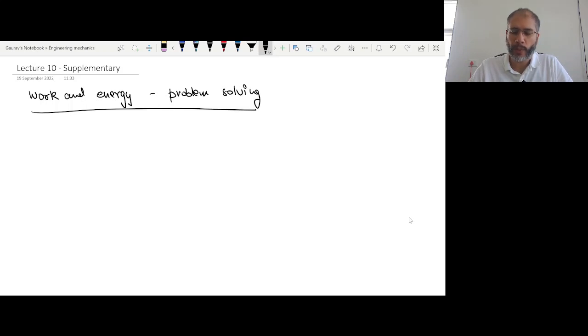So we'll just do a quick recap of what we had discussed in work and energy. So we talked about the work energy theorem and some cases where we can apply this theorem more effectively. So ultimately what we had got was that the net work done on a system is equal to the change in its kinetic energy. So work can be done due to internal and external forces.